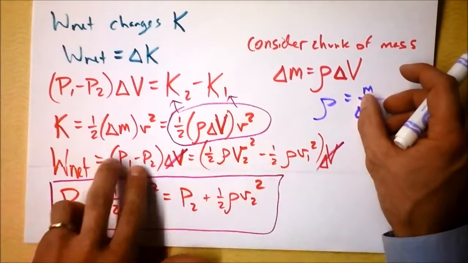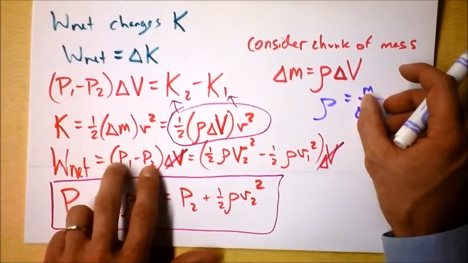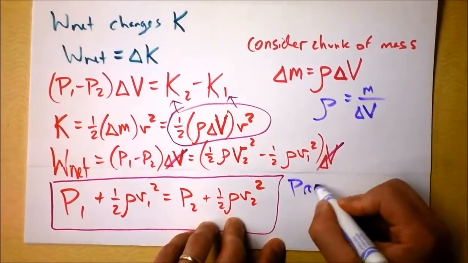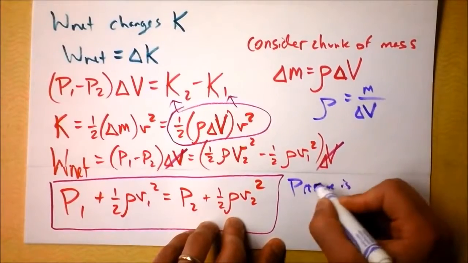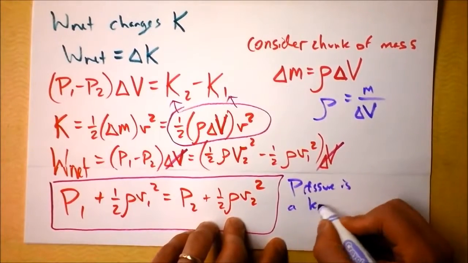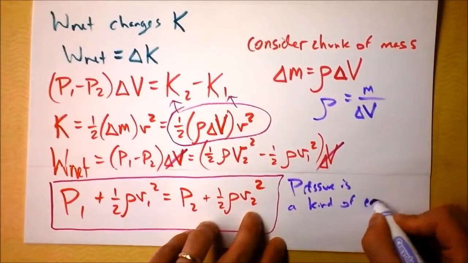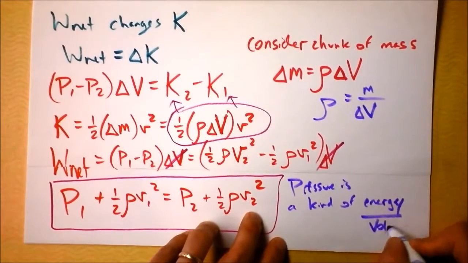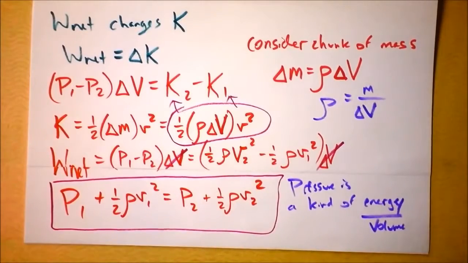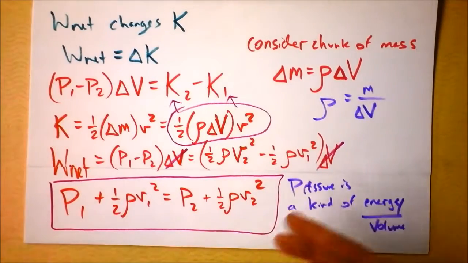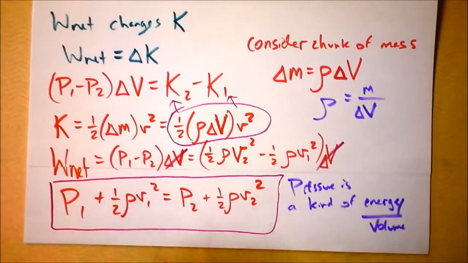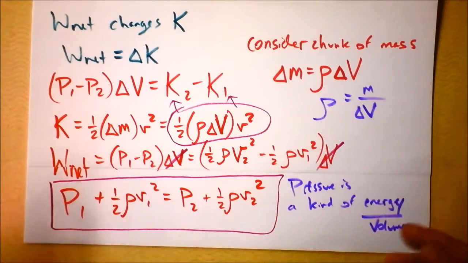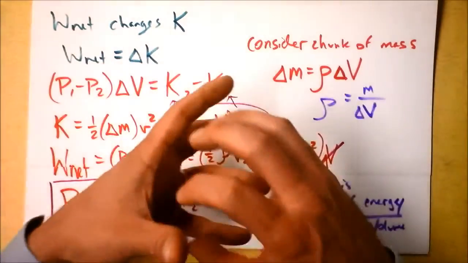Over here, this must be some other kind of energy per volume. So pressure is a kind of energy per volume. And I'd like you to think about what it could possibly be. Think about pumping up a tire or popping a balloon. Think about what kind of energy a pressure actually is if you've got something under pressure.